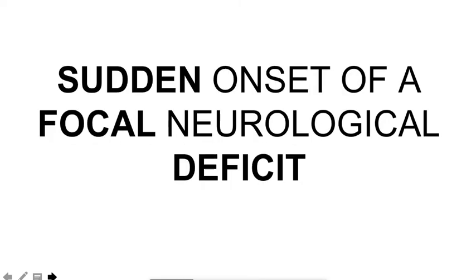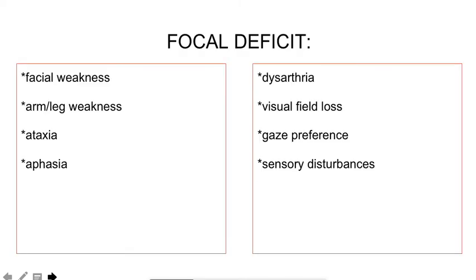So how are we going to identify a patient with an ischemic stroke? Well, the most common presenting complaint is going to be a sudden focal deficit, and look at the bold words that I put here: sudden and focal. These are characteristics of ischemic strokes. And what is a focal deficit? Well, it can manifest in any of these ways, such as facial weakness, limb weakness, ataxia, aphasia, dysarthria, visual field loss, gaze preference, or any other sensory disturbance.